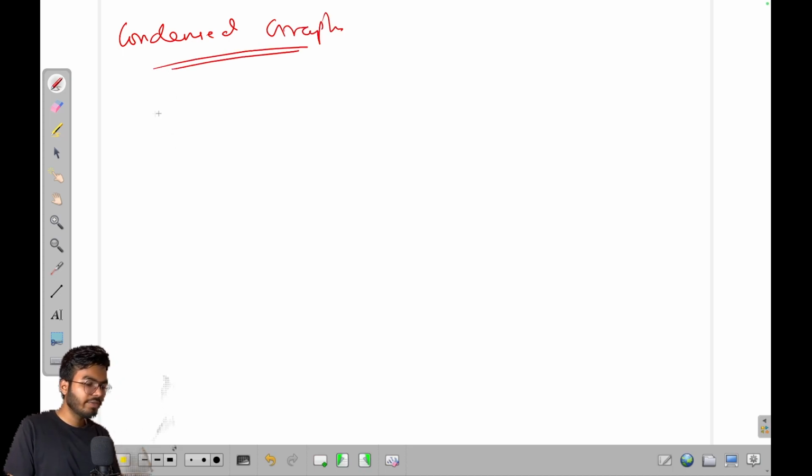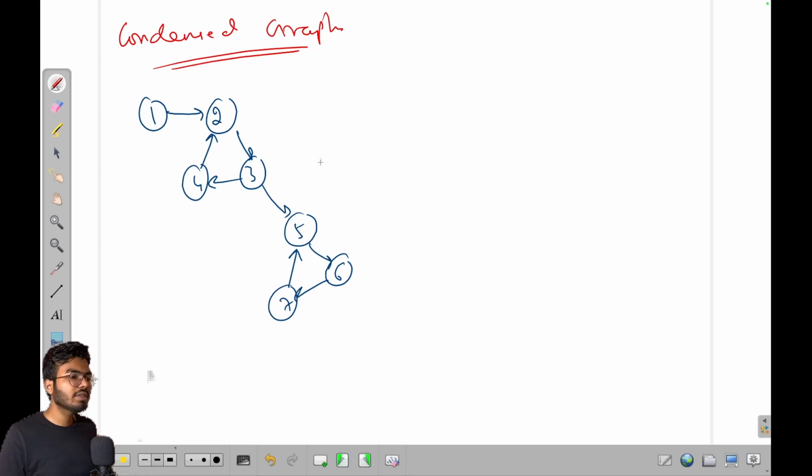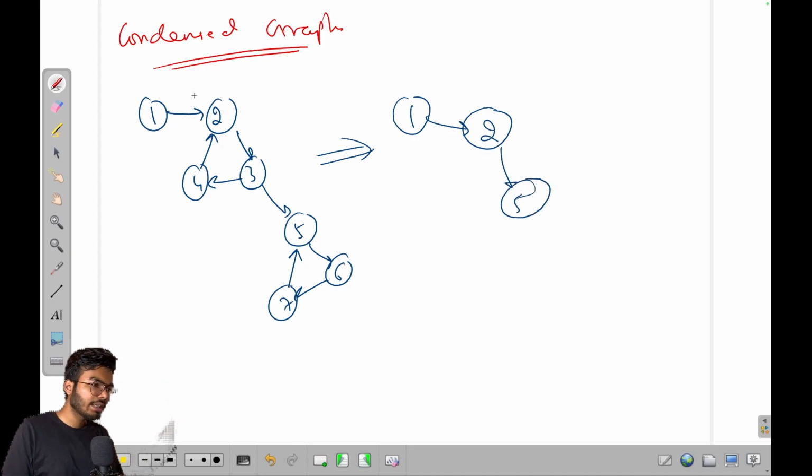Let's say you have a very big graph, something like 1, 2, 3, 4, 5, and then we have 5, 6, 7. If you have something like this, you can make a condensed graph out of this, because this whole thing is one strongly connected component. So you can say 1, and then 2, and then let's say 5. What I'm doing is representing this whole component by this single element.